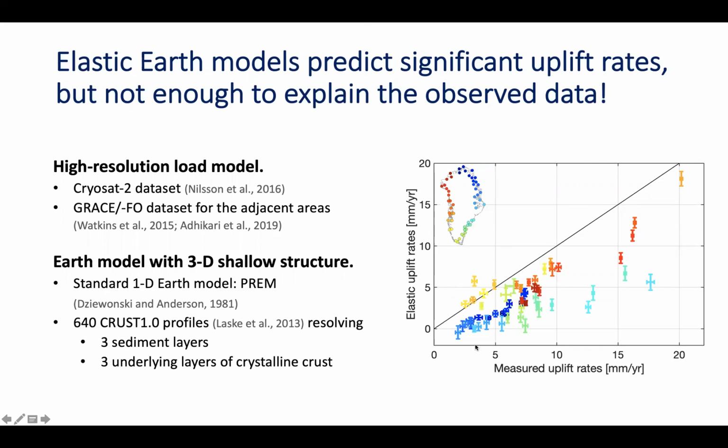In general, just a few words about the elastic uplift rates calculation that we conducted. We have been very careful in computing the signals, and for that we have propagated uncertainties, not only the uncertainty associated with the surface load, but also the uncertainty associated with the elastic Earth structure. As for the surface load model, we use the CryoSat-2 based data set, which is a truly kilometer scale, high resolution data set of ice thickness changes.